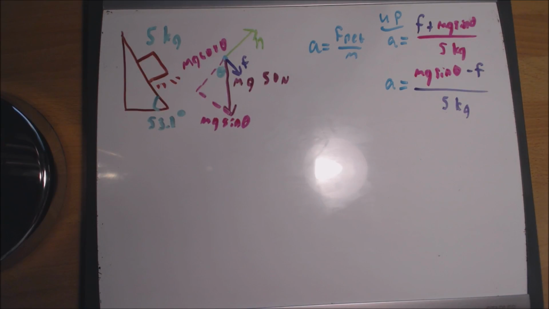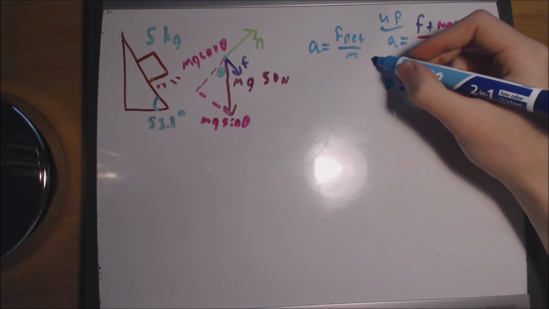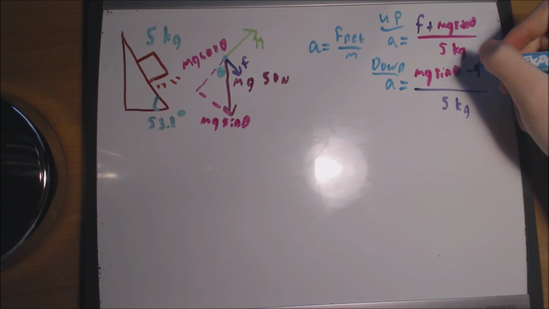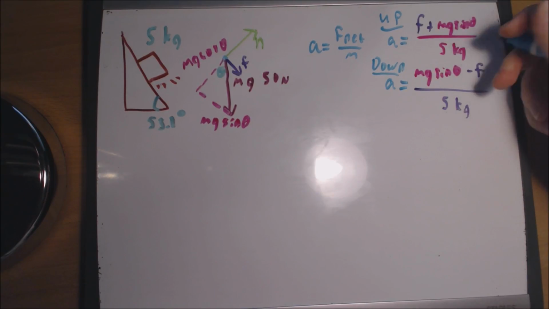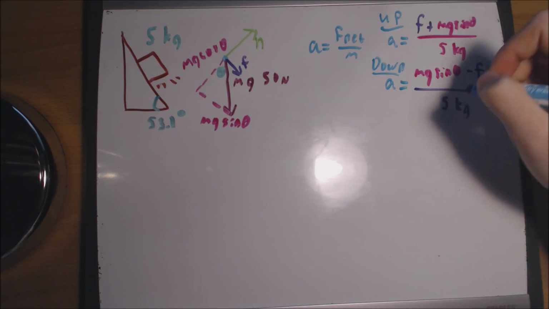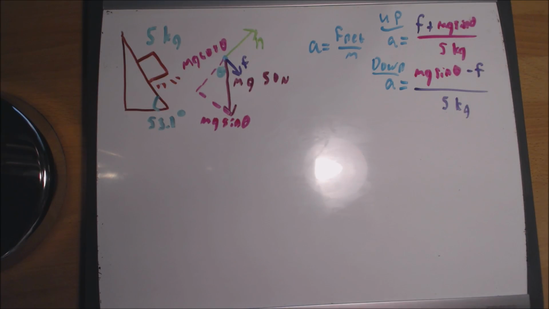Just looking at this, we know that going down, the acceleration has to be less, because this quantity is going to be less than this quantity. That's just the raw fact. Because the F net going up the ramp is bigger, the acceleration going up the ramp is bigger. Alright, so we've got that. Next, we're given the coefficient of kinetic friction between the block and the ramp, which is 0.2 newtons per newton.